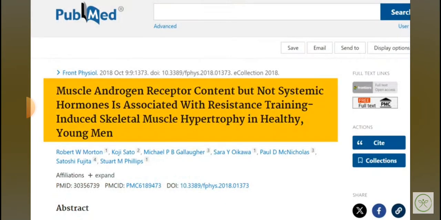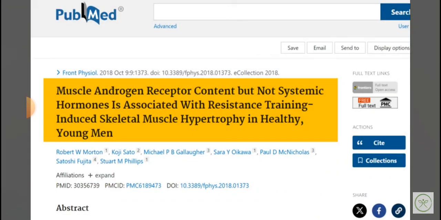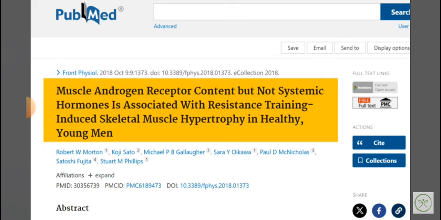So this study's titled Muscle Androgen Receptor Content but Not Systemic Hormones is associated with resistance training induced skeletal muscle hypertrophy in healthy young men. It's associated with resistance training? I had no idea. My God. You mean the muscle androgen receptor content, but not systemic hormones, is associated with resistance training? Wow. The receptor. Yeah, there you go. See? It's not associated with systemic hormones. Wow, training induced skeletal muscle hypertrophy in healthy young men.